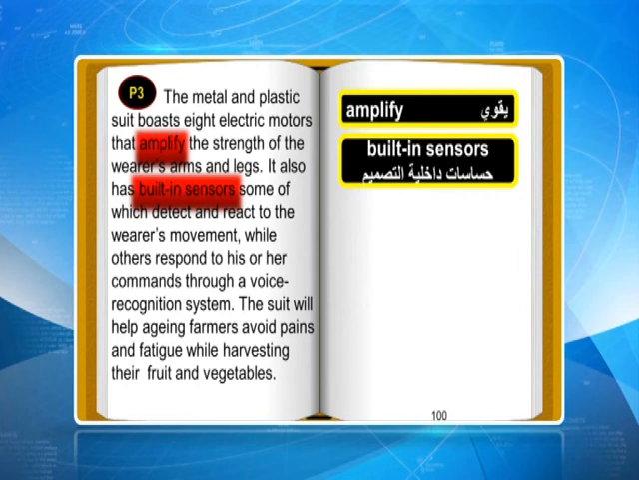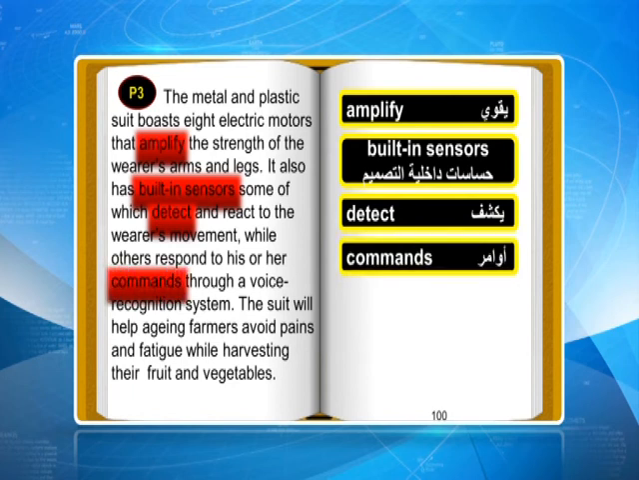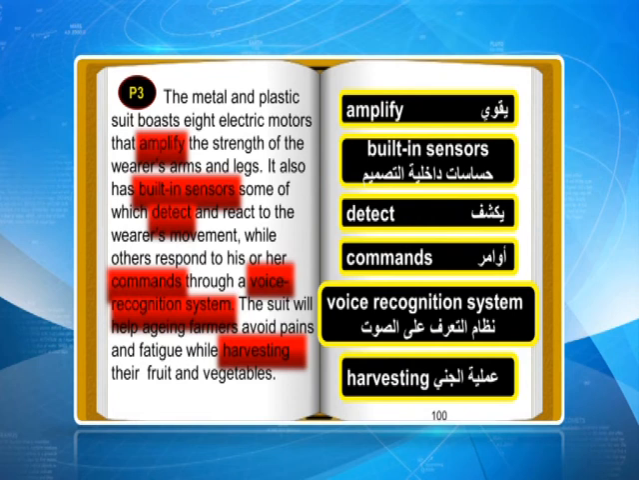Some of which detect and react to the wearer's movement. Detect here means يكشف. While others respond to his or her commands through a voice recognition system. Commands here means الأوامر. And a voice recognition system can be translated into نظام التعرف على الصوت. The suit will help aging farmers avoid pains and fatigue while harvesting. The verb to harvest, which means to collect your fruit, means عملية الجني, their fruit and vegetables.